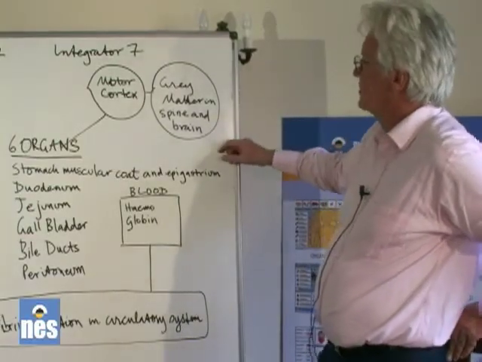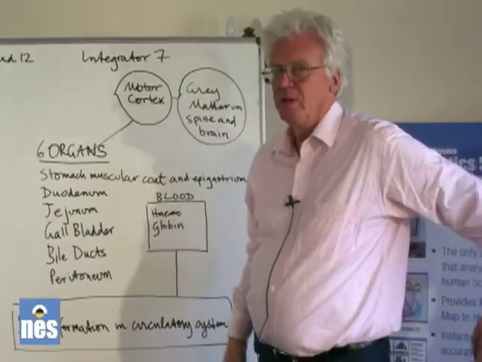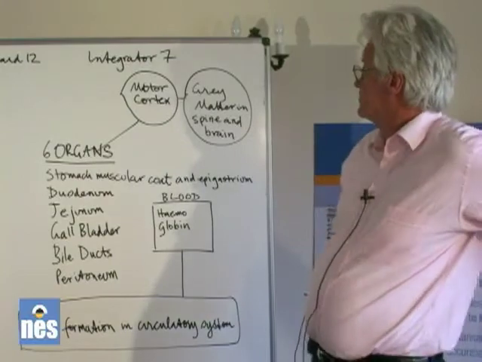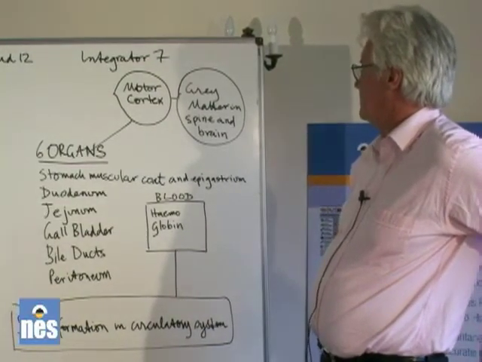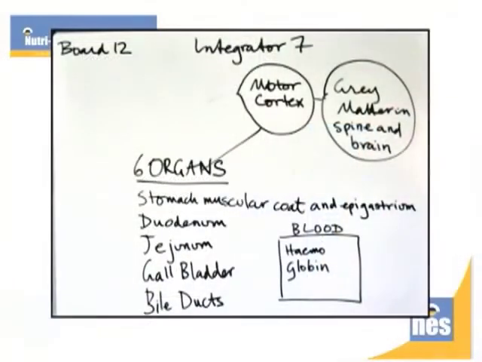The six organs, they're all pretty small ones, except stomach. Stomach muscular coat and epigastrium, that's the outer part of the stomach. Duodenum, jejunum, gallbladder and bile ducts, obviously, is a gallbladder system. And the peritoneum, peritoneal cavity generally.